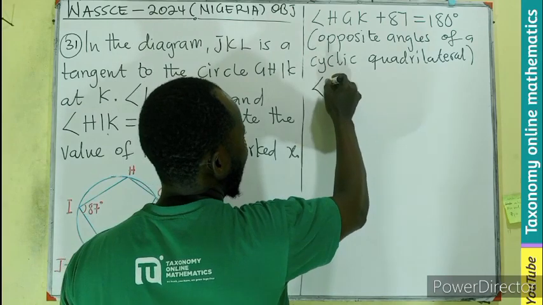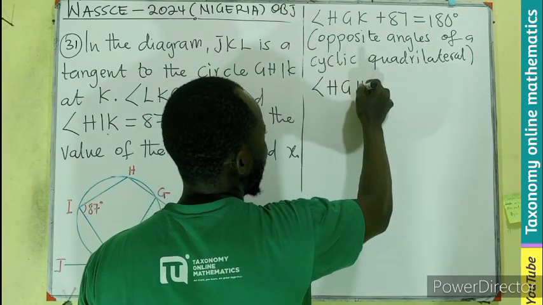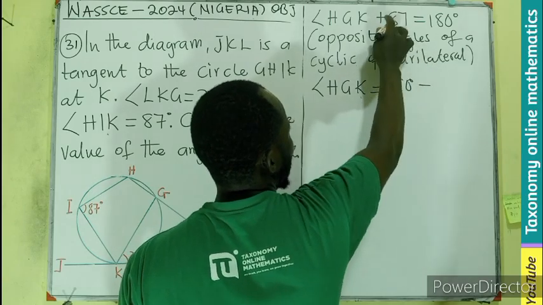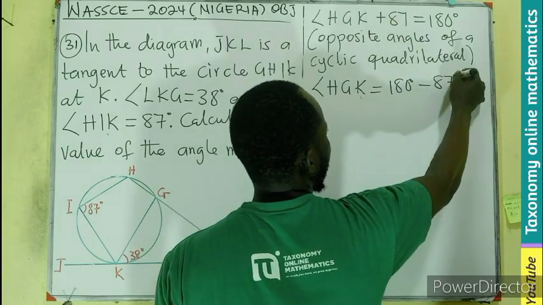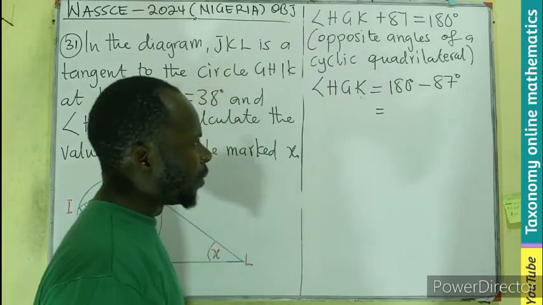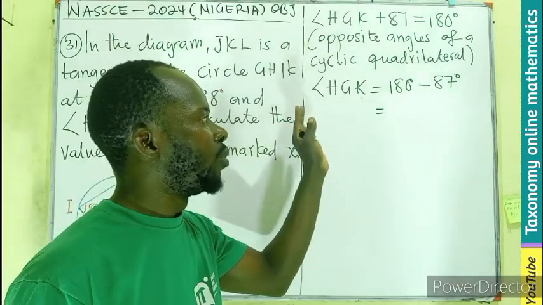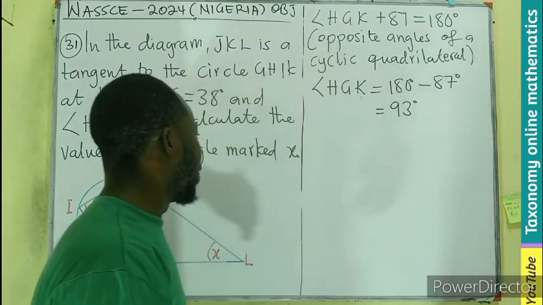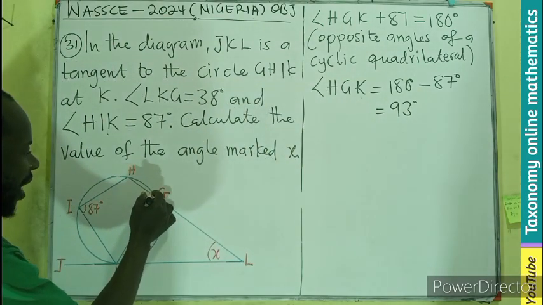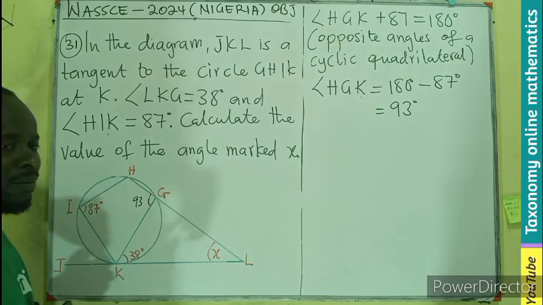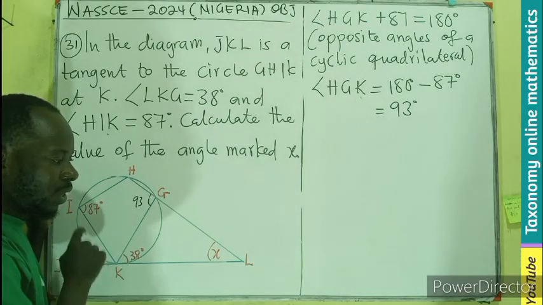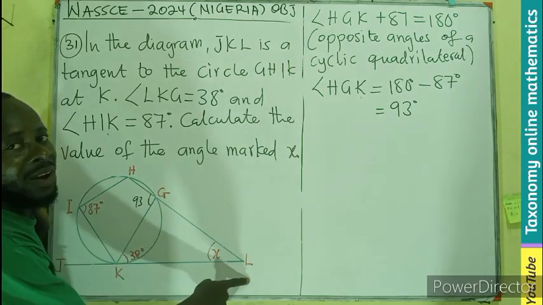So fast forward, the angle HGK will be equal to 180 degrees minus the 87 degrees. And if we do that, 80 is gone, picking 7, we have 93. So 93 degrees. So it means this very angle will be 93. Now, if you look at the 93, it is also an exterior angle to the triangle GKL.